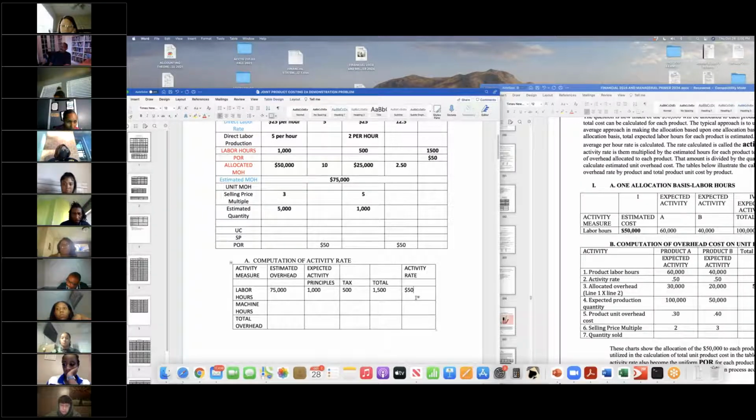So some people should be shouting now. So do we have to calculate that, or do we just look at the chart and put it there? We just calculated it, Mendez. We put 75,000 in for the overhead. We put 1,000 hours for principals, and we put 500 for tax. We added those together and we got 1,500. We divided 75,000 by 1,500 and we got 50. So just a very simple calculation.